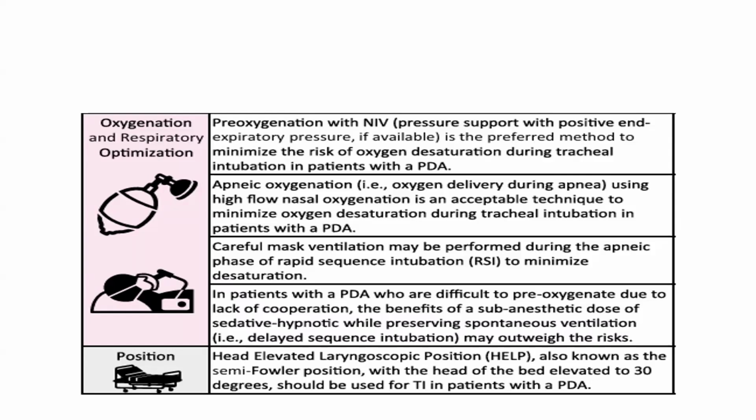In patients with physiologically difficult airway who are difficult to pre-oxygenate due to lack of cooperation, the benefit of a sub-anesthetic dose of sedative hypnotic while preserving spontaneous ventilation, that is delayed sequence intubation, may outweigh the risk. Head elevation of laryngoscopic position, also known as semi-Fowler position, with head of the bed elevated to 30 degrees, should be used for tracheal intubation in these patients.